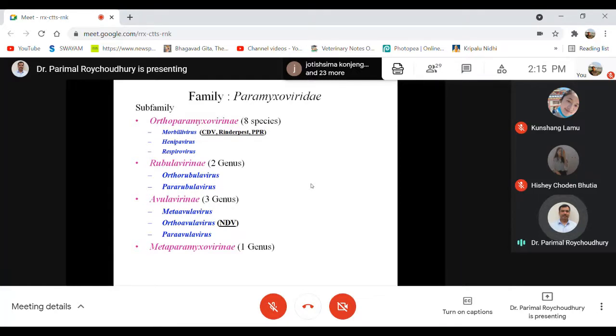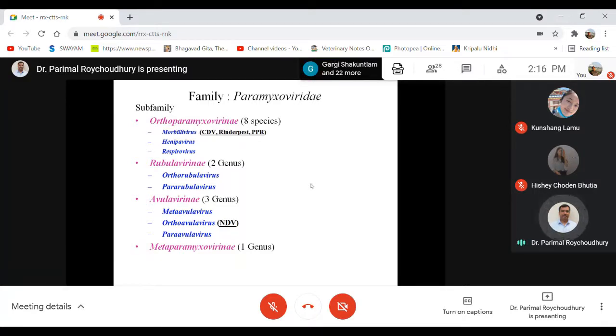In the family Paramyxoviridae, the subfamily Orthoparamyxovirinae includes the rubulavirus. This rubulavirus mainly causes mumps in humans. All of you have heard about it. Probably some of you might have suffered the mumps infection during your childhood, with swelling of the glands.